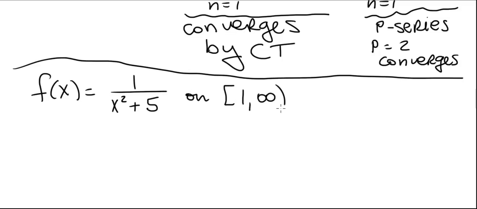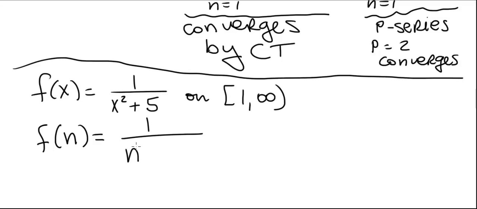Well, this function is clearly continuous. It is differentiable because we can easily differentiate it. And it is decreasing because the numerator is always 1. And as x gets larger and larger, so will the denominator, making the function smaller and smaller. In addition to that, if we plug in positive integers for x, we end up with the nth term of our sequence that gives us the series, which is 1 over n squared plus 5.